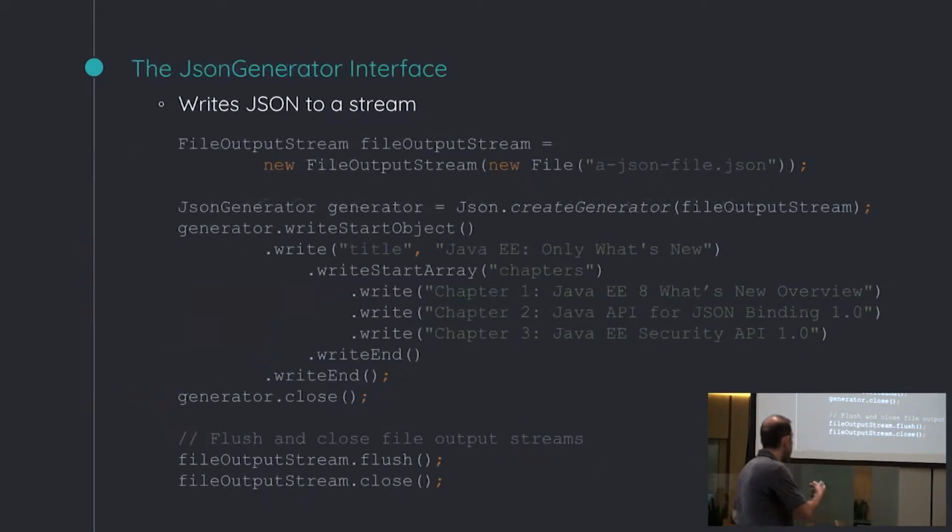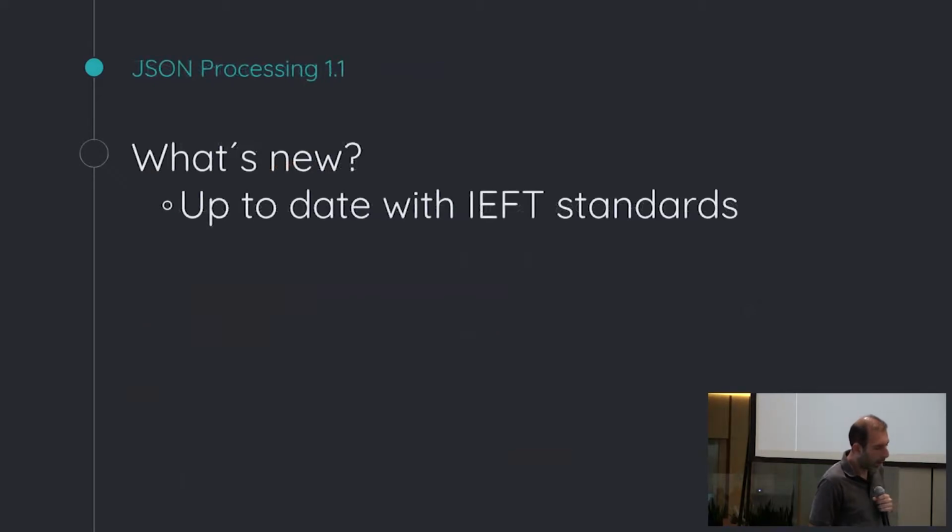And of course, if you're writing to a file, you need to call flush and close. Right, so let's move on. What's next? What's new in the JSON Processing API?